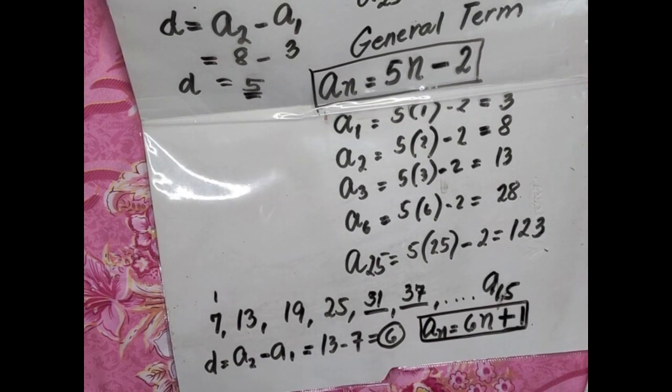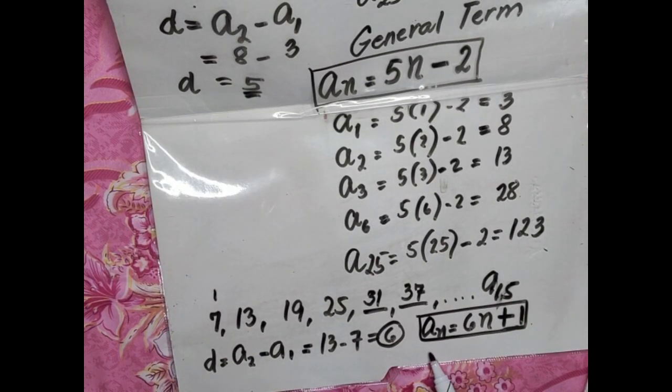So, we are going to find now what is the 15th term. So, a sub 15. So, that is 6 times 15 plus 1. So, what is 6 times 15? That is 90 plus 1. So, our 15th term is equal to 91. Okay?